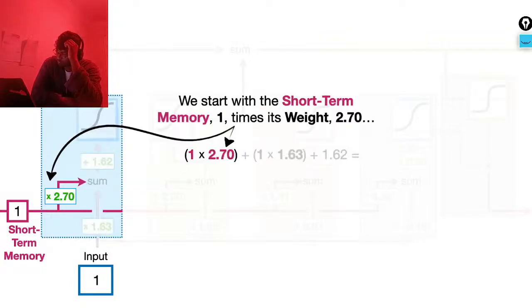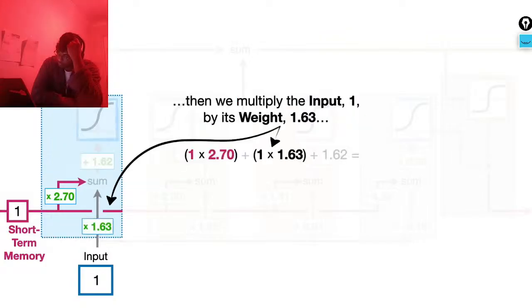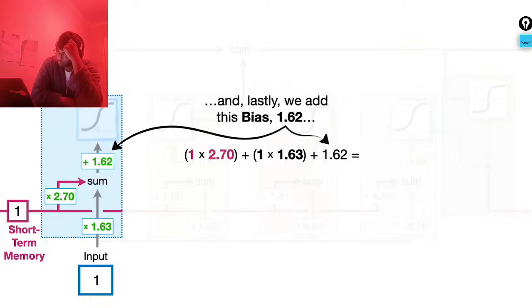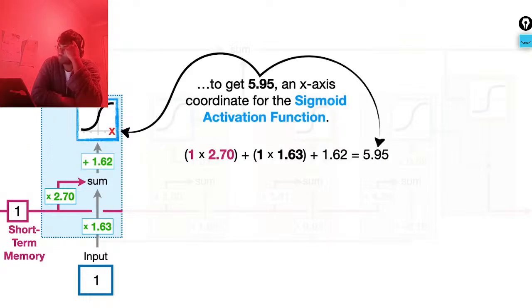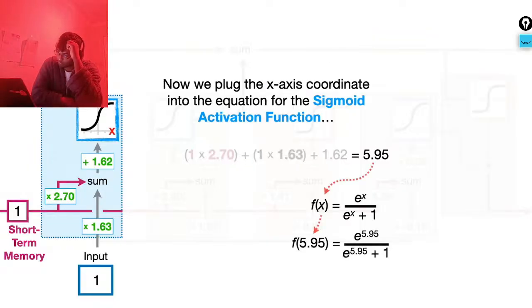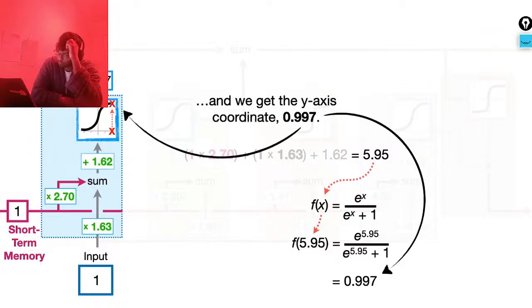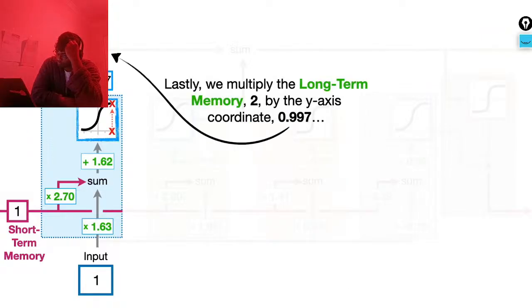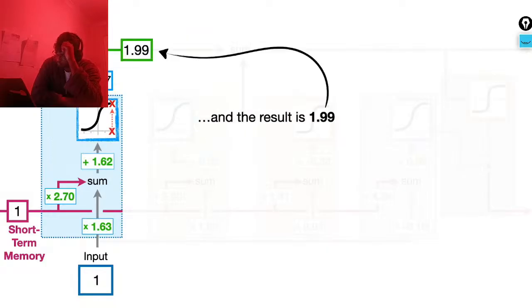Let's start with the short-term memory, 1 times its weight, 2.7. Then we multiply the input, 1, by its weight, 1.63. And then we add those two terms together. And, lastly, we add this bias, 1.62, to get 5.95, an x-axis coordinate for the sigmoid activation function. Now we plug the x-axis coordinate into the equation for the sigmoid activation function, and we get the y-axis coordinate, 0.997. Lastly, we multiply the long-term memory, 2, by the y-axis coordinate, 0.997, and the result is 1.99.